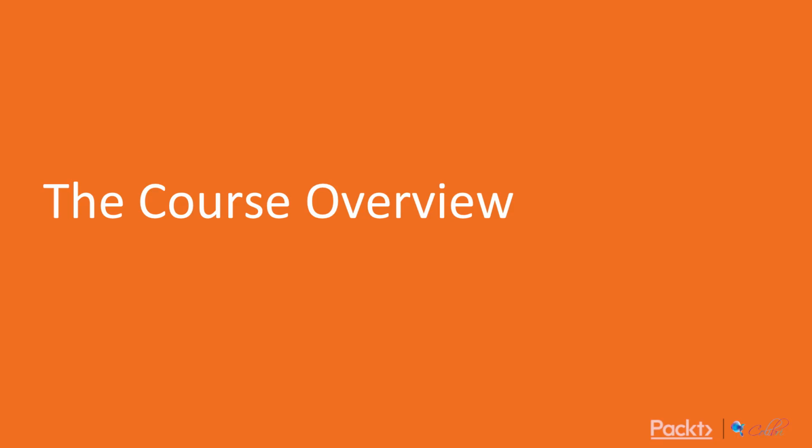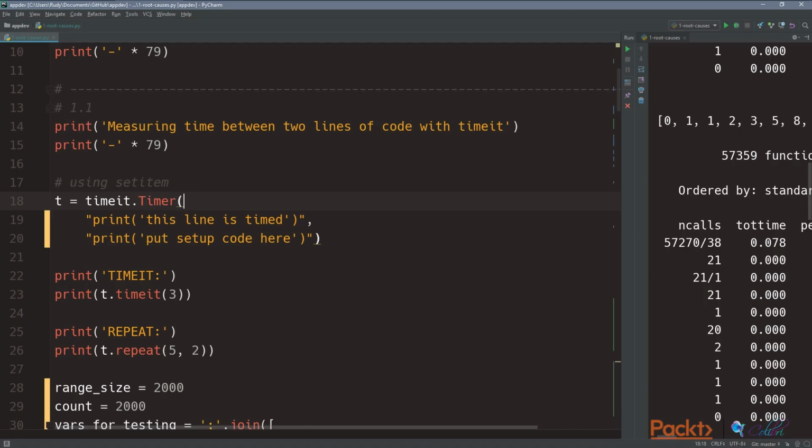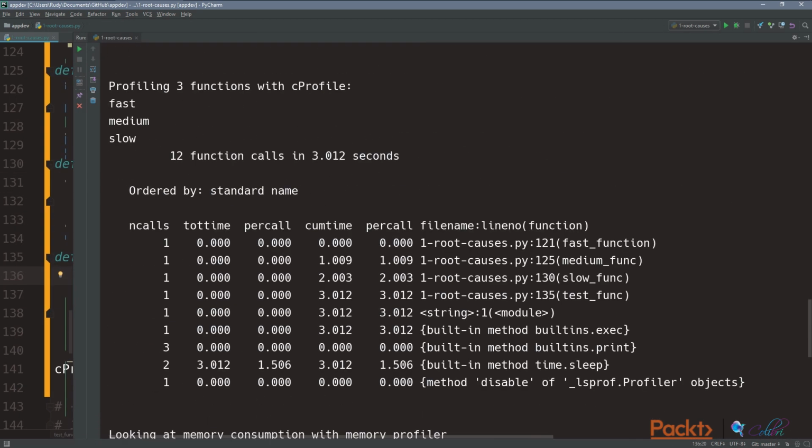This course's purpose is to help you write Python applications that are more performant, both in terms of time and the amount of memory it takes to perform some business logic. First, we're going to look at how we can locate root causes of why your application is slow, or maybe running out of memory, by locating root causes using benchmarking and profiling tools in Python.